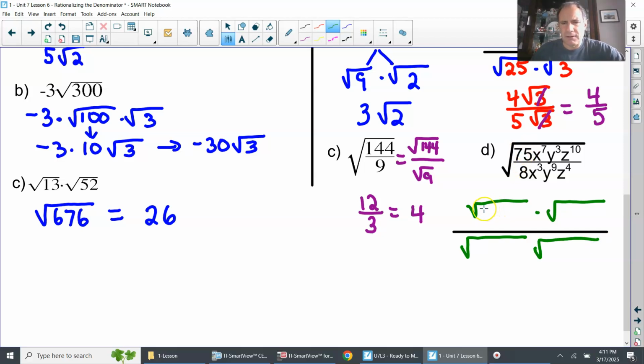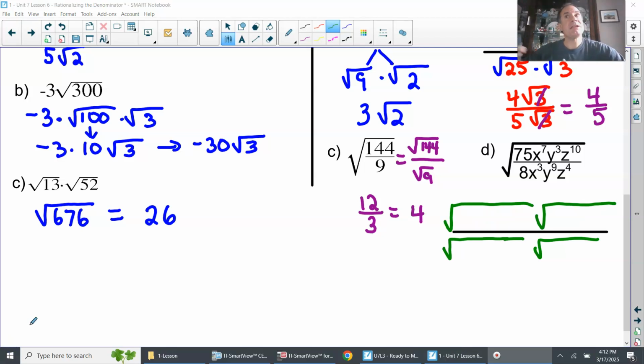Okay, 75, 25, and 3. X to the 7th, x to the 6th times x. One thing you do have to do is make sure that you have a lot of room, and I did not do that. So I'm going to put 25 back and 3, because 25 times 3 is 75. X to the 6th is a perfect square, times x equals x to the 7th. Y to the 2nd times y is y to the 3rd, and z to the 10th is a perfect square already. So I'm just going to put that in the perfect square radical.